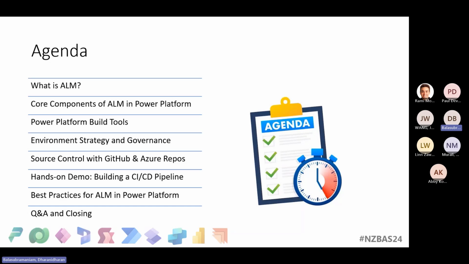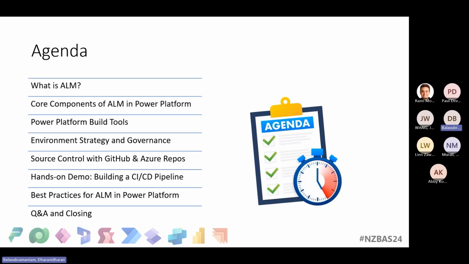Then I will introduce the Power Platform Build Tools for Azure DevOps, which will help us to automate and streamline the ALM tasks. After that, we'll go through the environment strategy and the governance best practices, helping ensure that the solution remains secure, efficient, and more reliable. And we'll also discuss source control with tools like GitHub and Azure DevOps, essential for team collaboration and version tracking. Then comes the exciting part, the hands-on demo, building a CI/CD pipeline using the Power Platform Build Tools. Finally, we will wrap up with the best practices for ALM in the Power Platform, and I will open it for the question and answers.